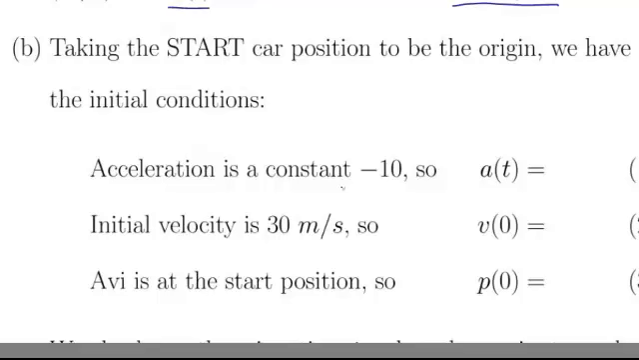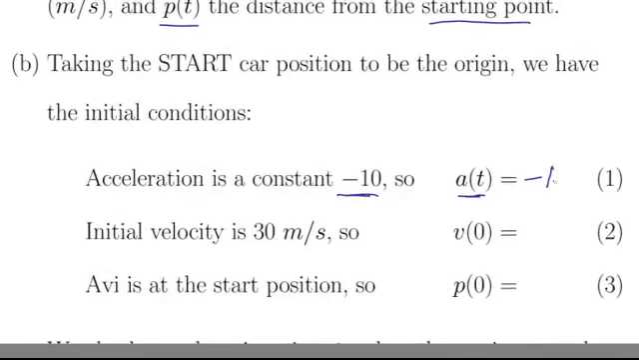So the acceleration was a constant negative 10, so that means a of t is going to be equal to minus 10. Not really a big surprise. Now the initial velocity, that's the velocity at time 0, is 30. So v of 0 is going to be equal to 30. Alright, now also at time 0 I'm at the start position, so p of 0 is going to be 0.